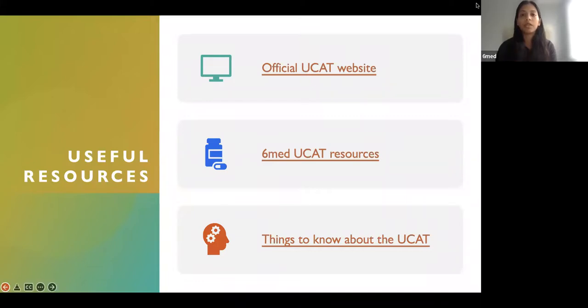These are some useful resources. The official UCAT website is where you can book your UCAT test. Lots of FAQs will be on there as well. And if you need any help regarding how to book your UCAT test, or some past papers, all of that will be on the UCAT website. There are also lots of 6med UCAT resources that you can buy, or there are some free ones available as well. And then there's this document which tells you all of the things that you need to know about the UCAT, which are things I've covered in this session as well.